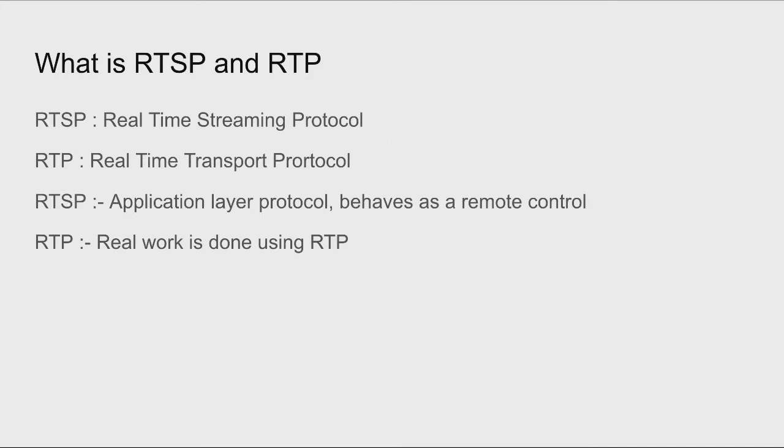Firstly, let us talk about what is RTSP and RTP. RTSP is real-time streaming protocol and RTP is real-time transport protocol. RTSP is an application layer protocol which behaves as a remote control, and RTP is where the real work is done and all the data transfer happens.